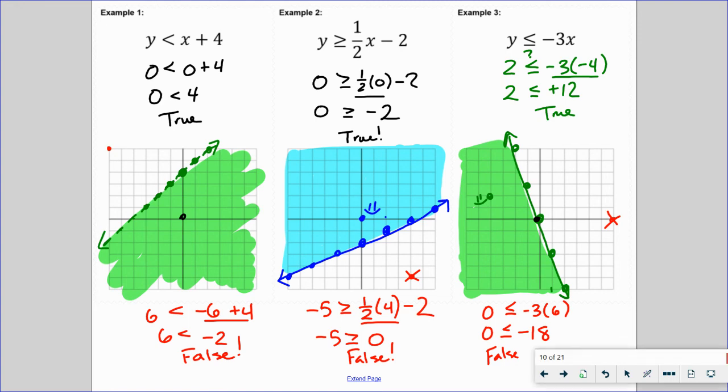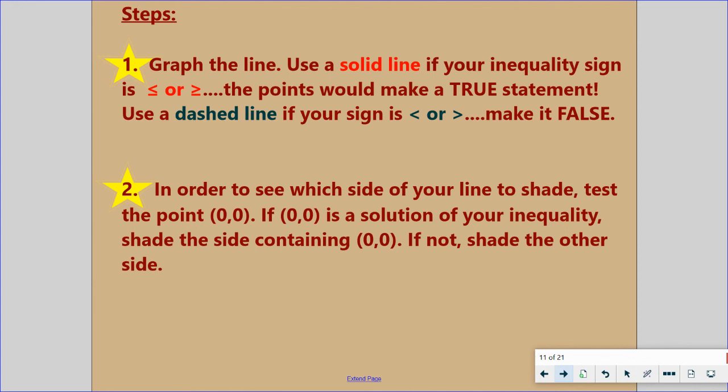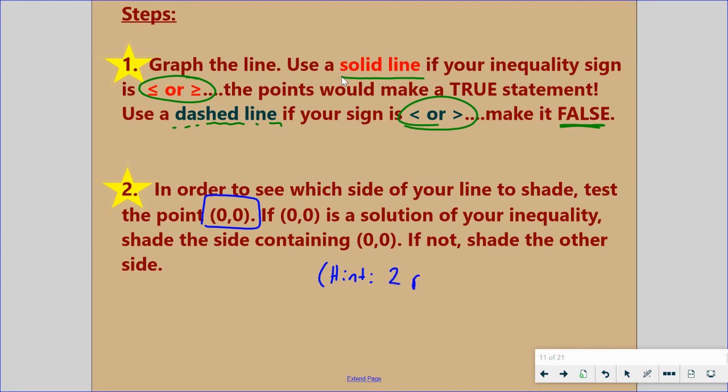Ladies and gents, to summarize, just a couple points we've talked about. Know when to use a solid line if it makes the statement true because of the or equals, versus when to use a dashed line if it makes the statement false because it cannot be equal. And may I suggest always using the origin, unless of course the origin doesn't work. Hint, if you're like Mr. Callan and make mistakes, try 2 points, one on each side.